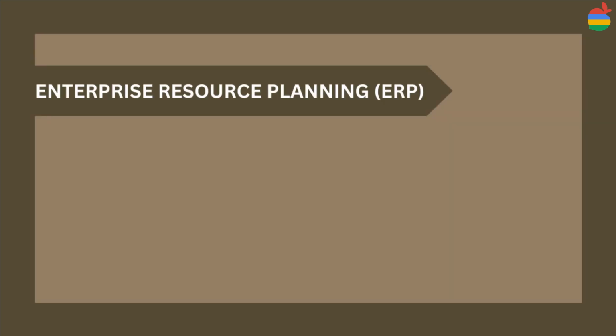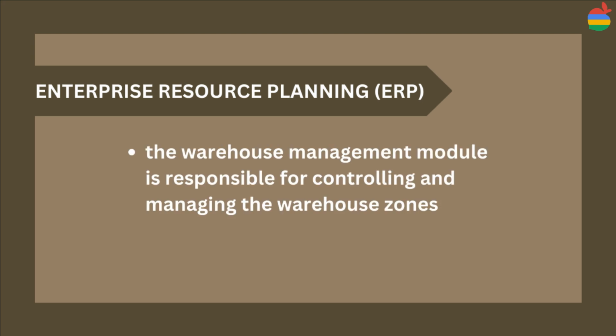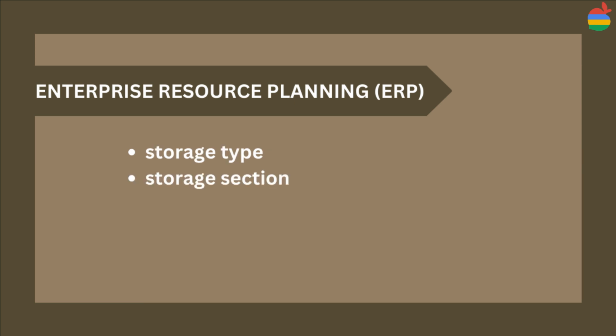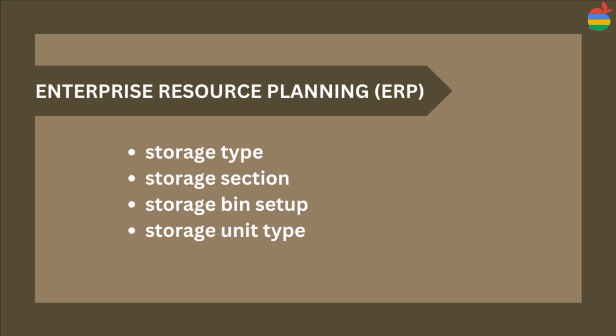So, in an enterprise resource planning (ERP) system, the warehouse management module is responsible for controlling and managing the warehouse zone. So, this zone includes features such as storage type, storage sections, storage bin setup, and storage unit type.